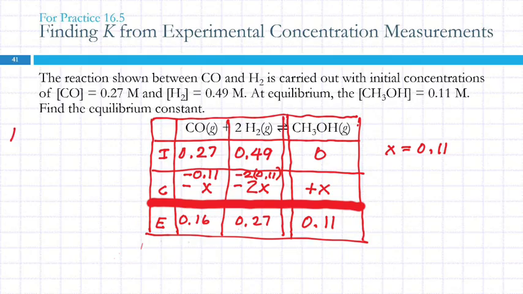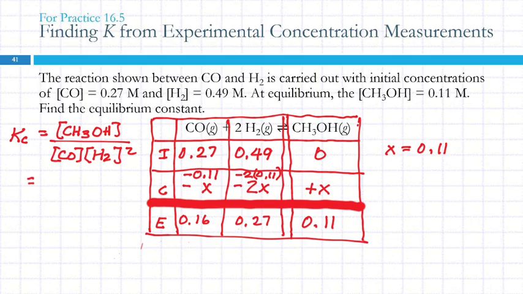We write our equilibrium expression, products over reactants, CH3OH divided by CO and H2 squared. And then we plug those numbers in. So 0.11 divided by 0.16 times 0.27 squared.